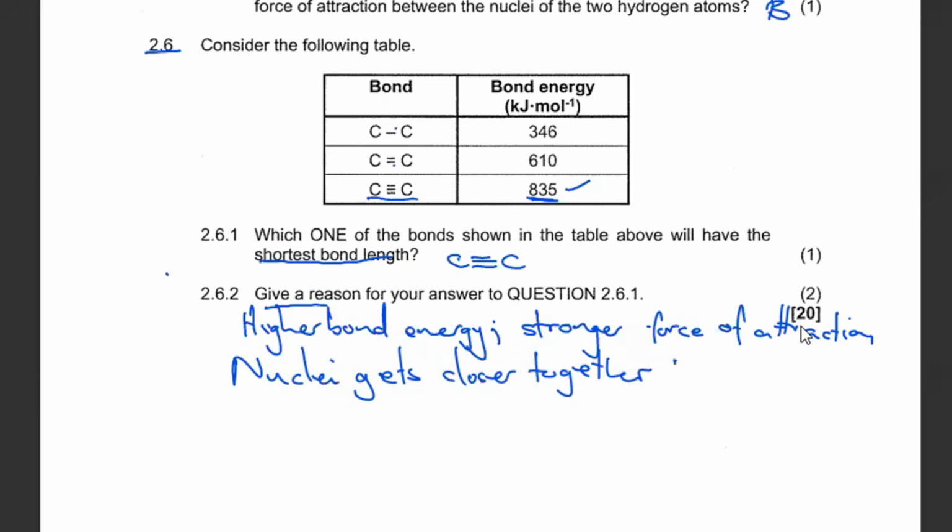Therefore, a shorter bond length. So according to this, since it's a triple bond, more energy is required to overcome it. Then higher bond energy, stronger force of attraction. There's going to be a strong force of attraction between this triple bond. Once there's a strong force of attraction, the nuclei get close together, and then the bond length decreases or becomes shorter.